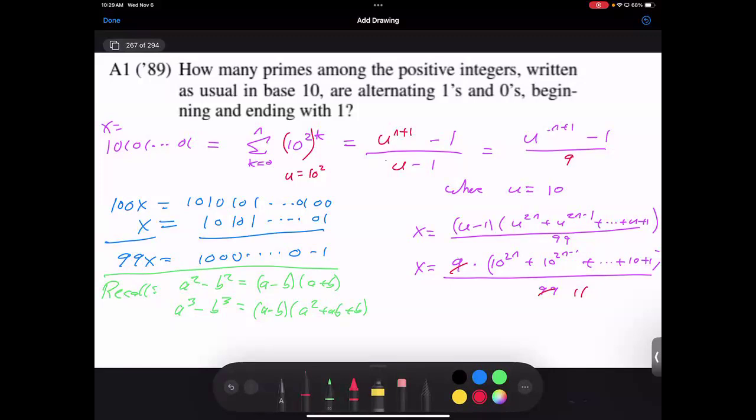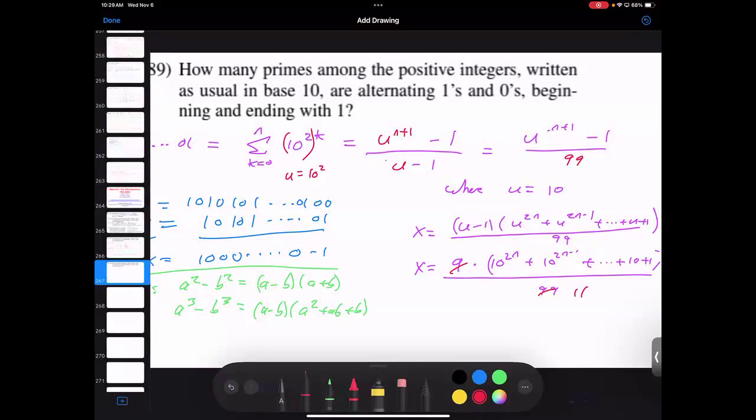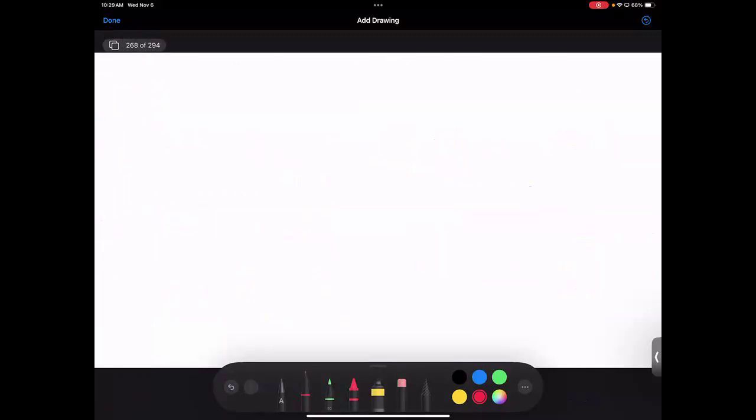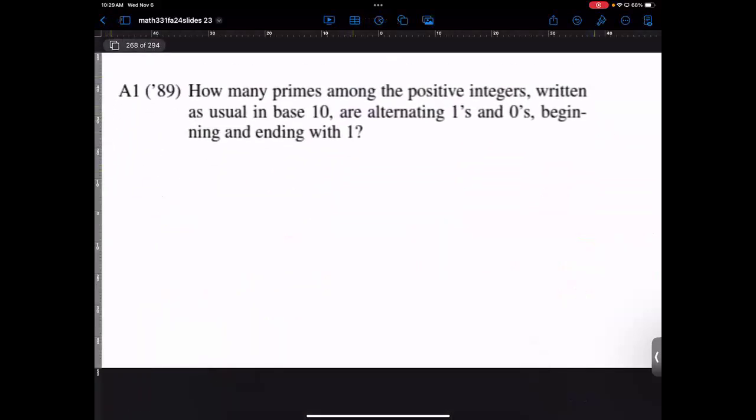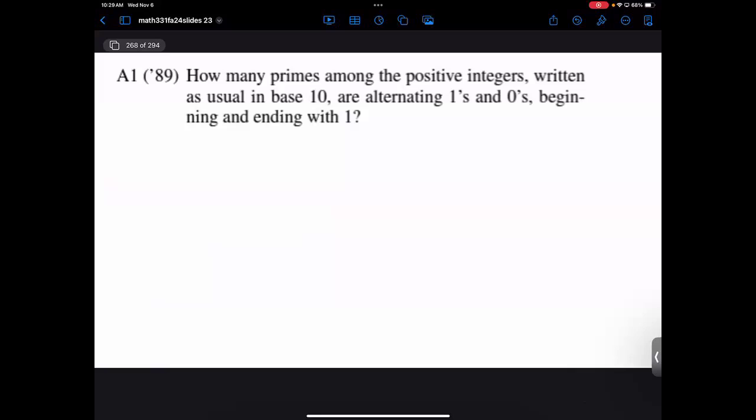I'm sorry? Was it still 99? I think the top is wrong, because before it was 2n plus 1. Yeah. Let's turn the page and let's write it again. When you make this many mistakes, let's just start all over on a new page.